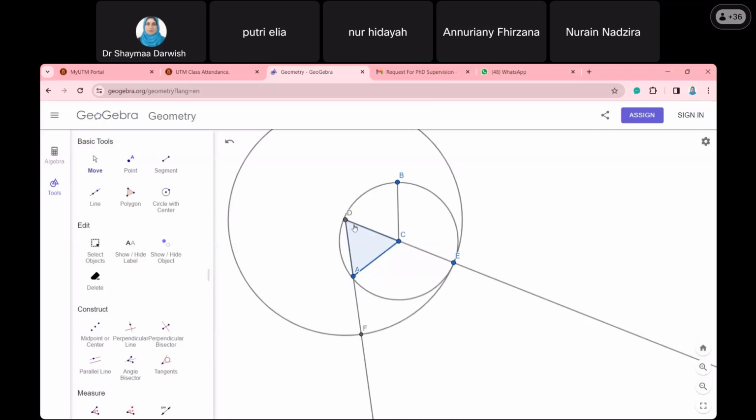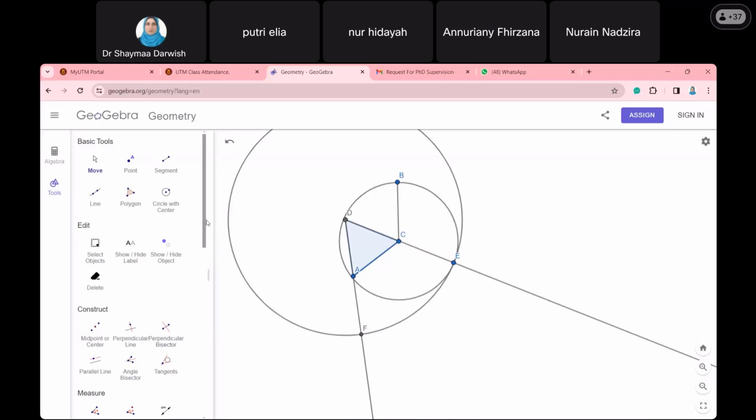Okay, what about DC and DA? Are they equal? DC and DA, these two lines. Are these two lines equal or not? Yes, because this is an equilateral triangle. So DC is equal to DA.